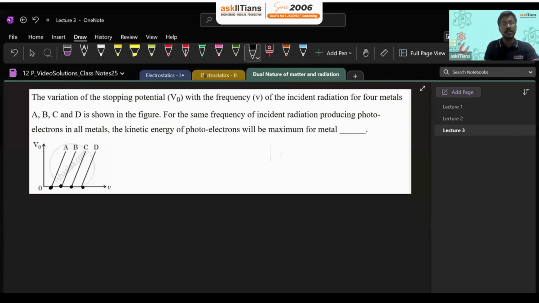For metal A, you can see the threshold frequency is less compared to B, C, D. For B, the threshold frequency is greater than A, but less than C and D. Similarly for C and D as well. You have to find, for the same frequency of incident radiation, for which metal the kinetic energy of the photoelectron will be maximum. I'm giving this one as homework. You can try it, and we will discuss this question in the next class.